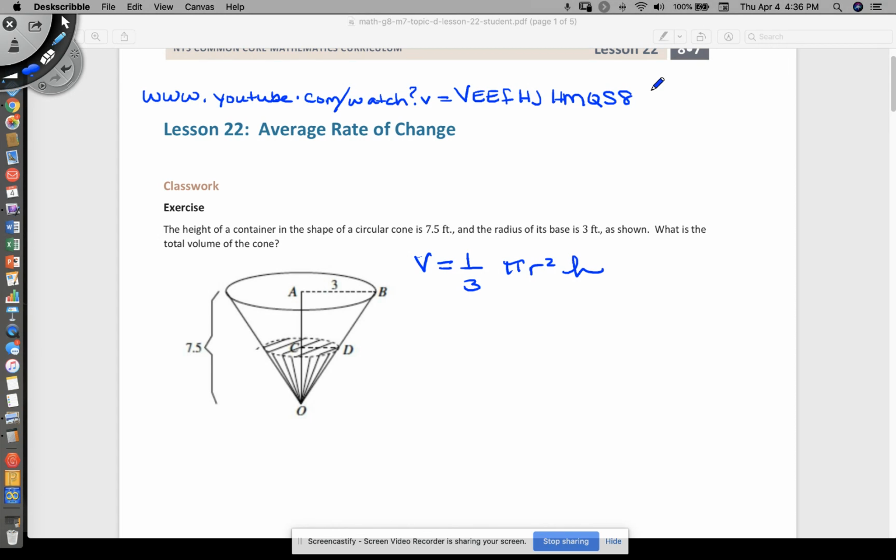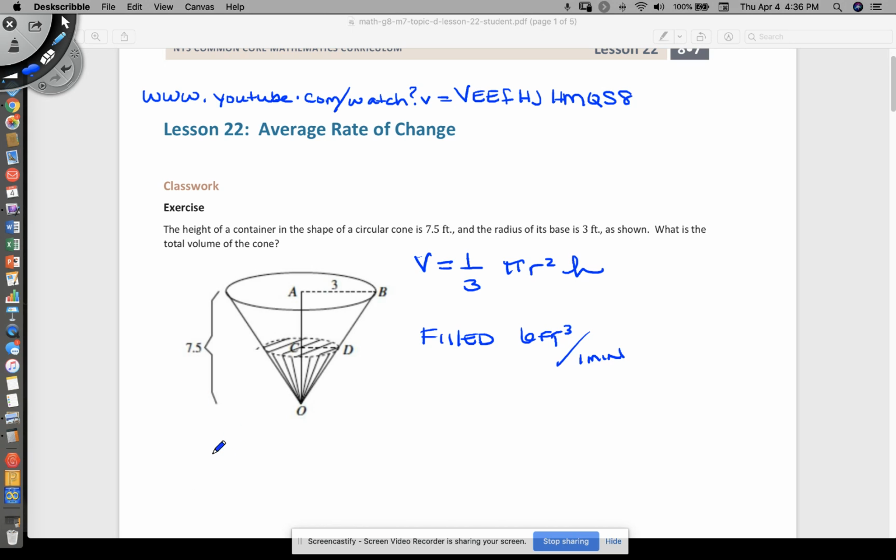So they're filling this cone up with sand, and obviously we're filling it up at a constant rate. We're not going fast and then slow and then fast again. It's just a very steady rate. The rate is 6 cubic feet in 1 minute. So they want to know how long it will take to fill up this cone.